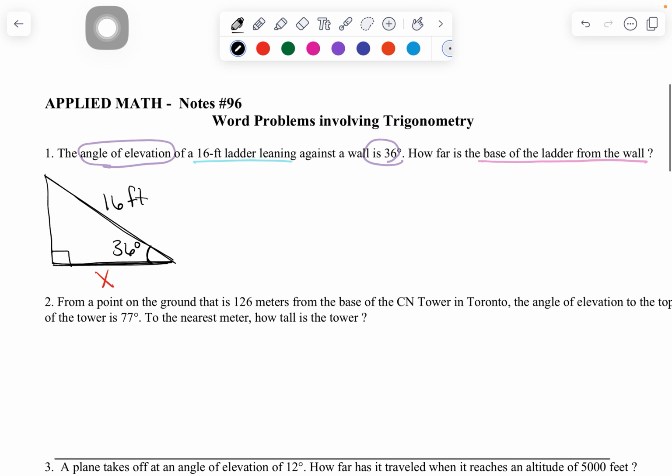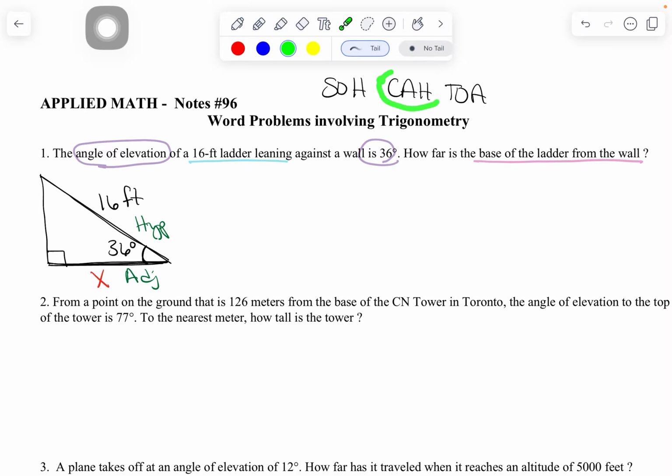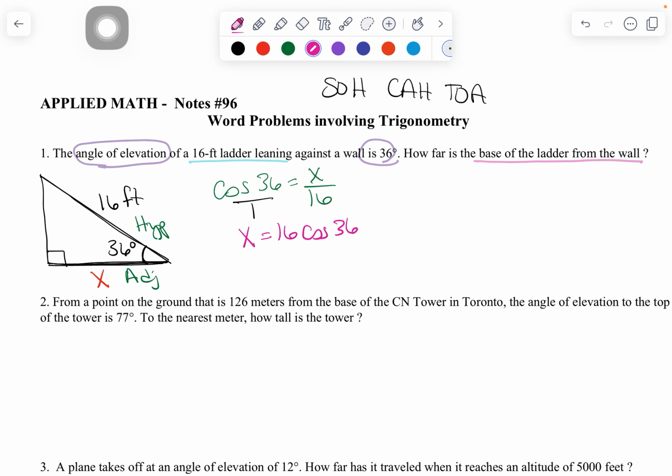So once I've got the picture drawn, I'm going to do my little reminder here for trigonometry. SOHCAHTOA, right? Remind you about sine, cosine, and tangent. So 36-degree angle right here, this is the adjacent side. This is the hypotenuse, so the equation I'm going to set up for adjacent and hypotenuse is going to use cosine. So the cosine of 36 is equal to the adjacent side over the hypotenuse. I'm going to go ahead and put a little over 1 here so I can cross multiply. So x equals 16 times the cosine of 36.